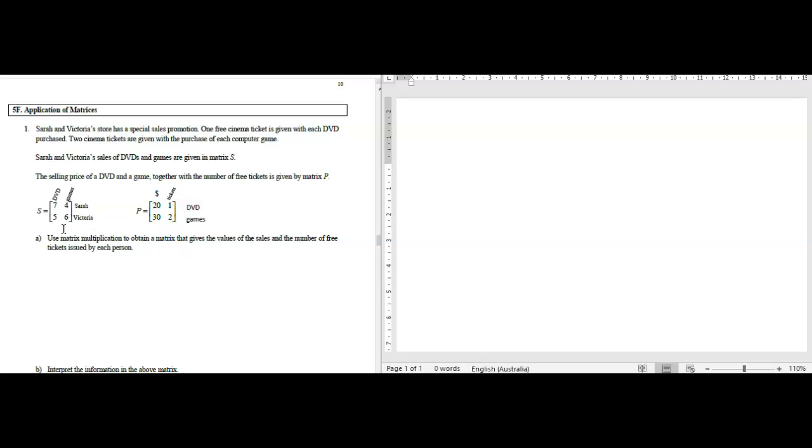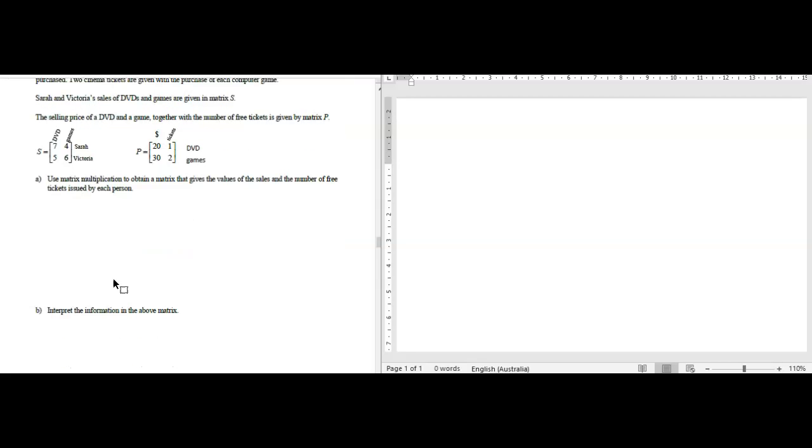Now, before we move on to A, let's just have a look at what these matrices are actually telling us, so what the elements are telling us. So remember, matrix S is the sales of DVDs and games. So Sarah, being on the first row, sold 7 DVDs, 4 games. Victoria, 5 DVDs, 6 games. Now, matrix P, the dollar amount. So a DVD costs $20, and each game is $30. And the tickets, 1 free cinema ticket with a DVD, and 2 free cinema tickets with a computer game. Okay, so you need to be able to interpret what those numbers mean.